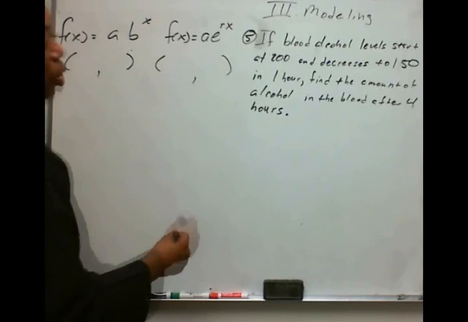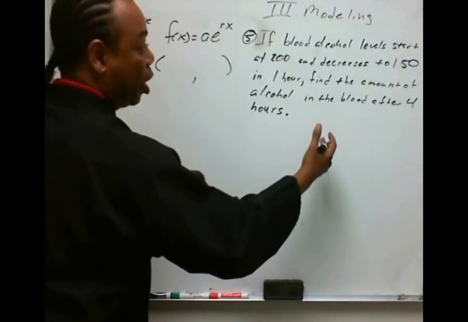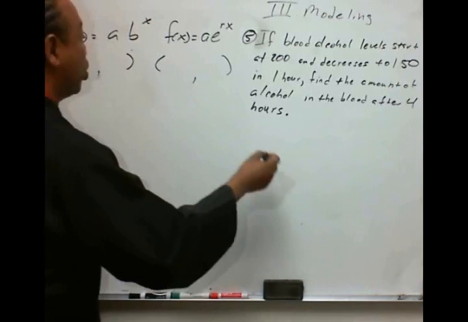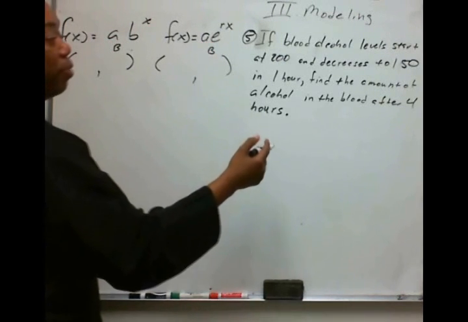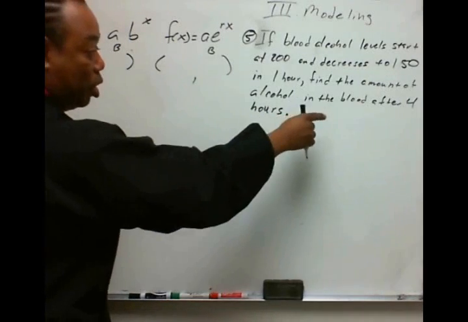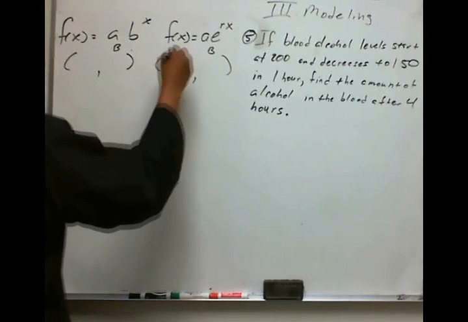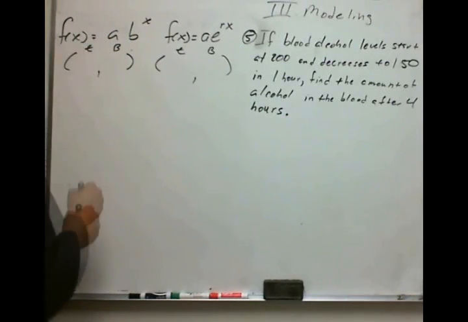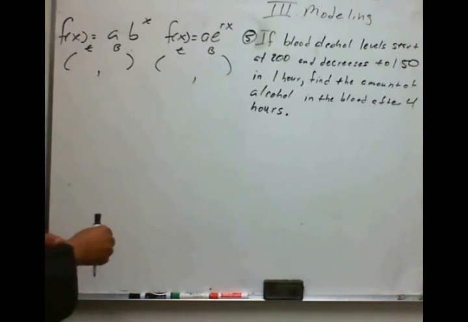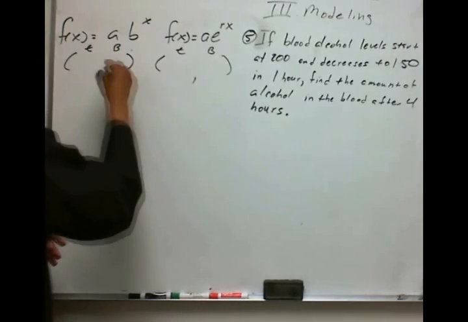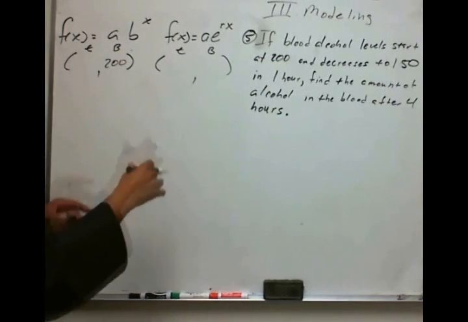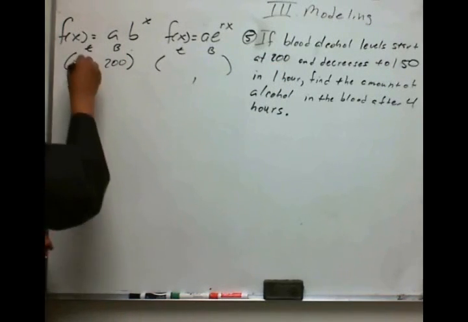I want to be able to output the blood alcohol level. So let's make that B, blood alcohol level. The input for finding that will be time. In the last case, it will be 4 hours. So time would be the input. I know that the blood level starts at 200. So 200 goes here. Since this is the start, the time for that will be 0.